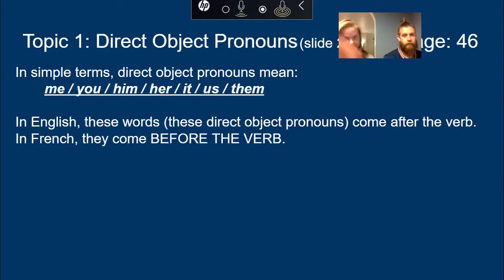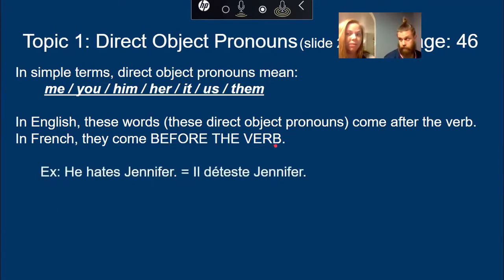In French, they come before the verb. Yes, before the verb. That was important to yell. It is. That's why it's in caps. Because it's important, but it's not explained.